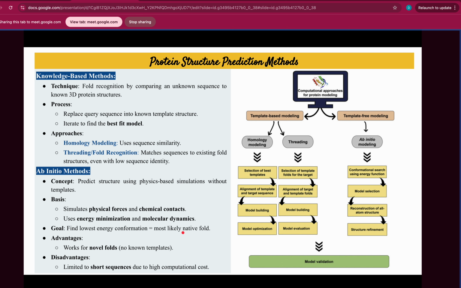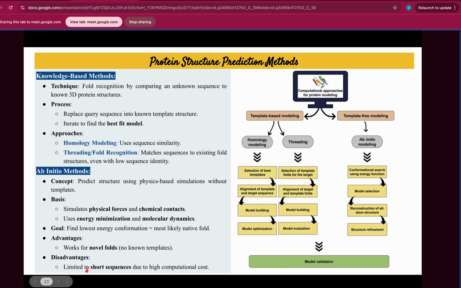So previously we were looking for the different rotameric conformations. So in this also we will do the same. We will look for different rotamers which are giving rise to the least energy state. So that is our aim, and the advantage is that this works for the novel folds. So there are certain folds for which information is not already available. So in this case, using ab initio methods, we can predict them.